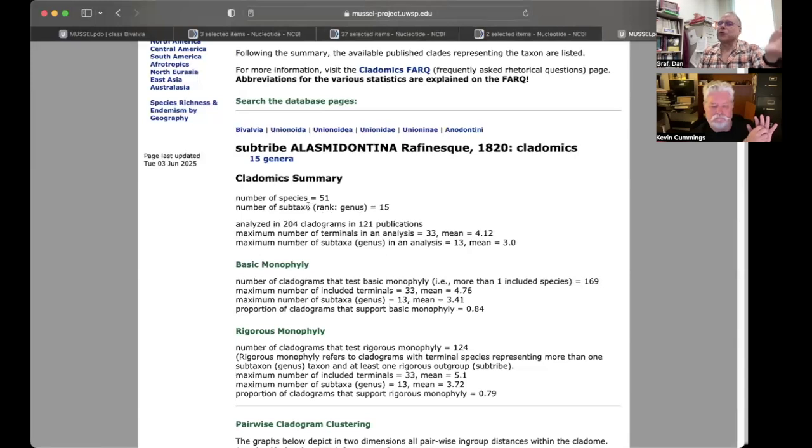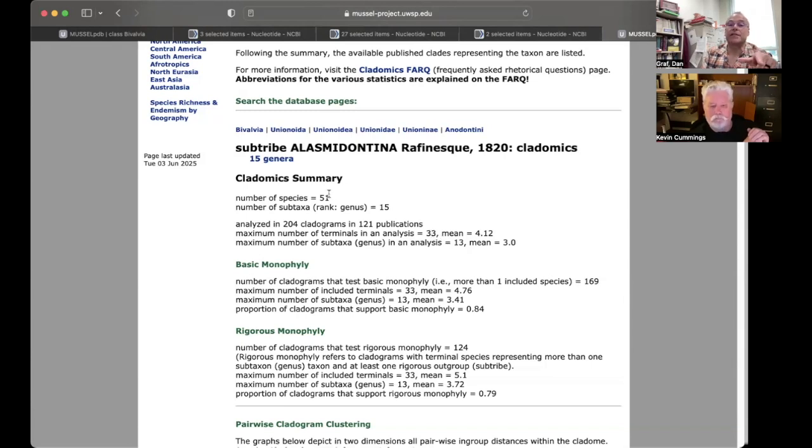And then it's organized around what you would call subtaxa, since we're talking about a subtribe in this case. So we're talking about the relationships of genera. That's what that explains. There's 15 genera in this, just explaining here's the scope of the taxon. We have 121 publications that have 204 cladograms with at least one member of the Elasmodontina, which would include Lasmigona. The maximum number of terminals, so species in an analysis, would be 33.